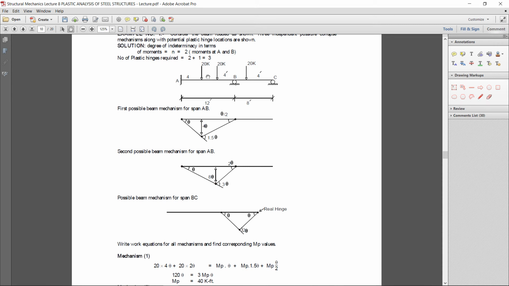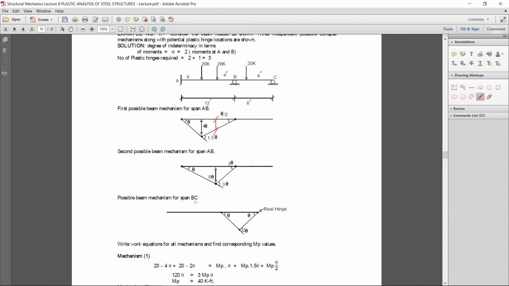By the loads, this load and this load, that is 20 into 4 theta, and 20 into the deformation at this location, which you can get by the similar triangle. 4 theta into 8, then what will be this height with the 4? We know this length, so the value you will get will be 2 theta. That is the external work done.